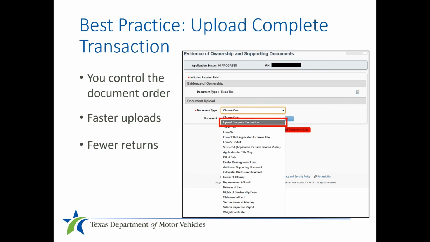There is currently a known system limitation when using the individual upload option in webDEALER. Even when documents are uploaded in the correct order, they may not appear in the correct order on the receiving end. To avoid this issue until a fix is implemented, we strongly recommend using the Upload Complete Transaction option whenever possible. This gives you direct control over the order of the documents being submitted, which helps prevent unnecessary returns caused by sequencing issues. Now let us move into our third most common return category.